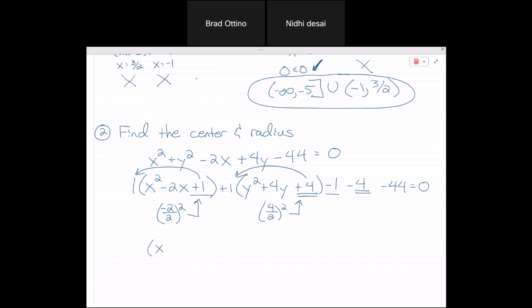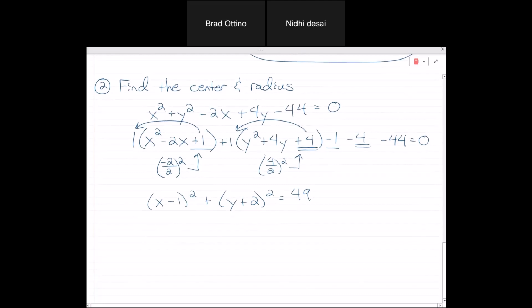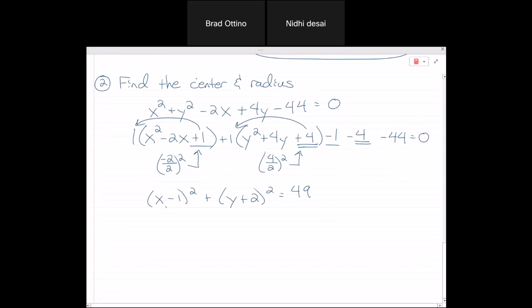So this would be x minus 1 squared plus y plus 2 squared. And if you bring these numbers onto the other side, this would just be 49. Remember, to get the center, we take the opposite of what's inside the parentheses here. So the center would be 1 comma -2, and the radius would be the square root of 49 or 7 units.